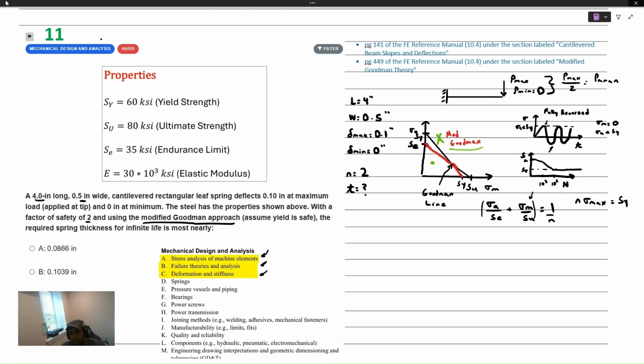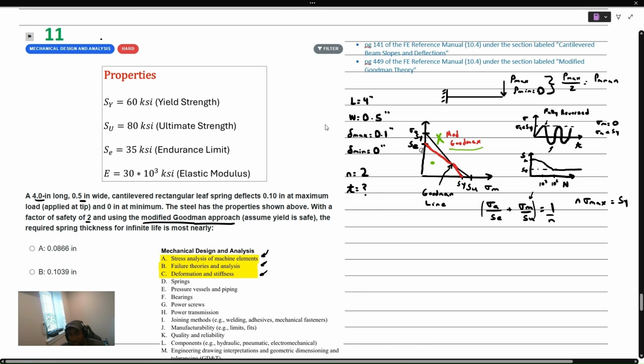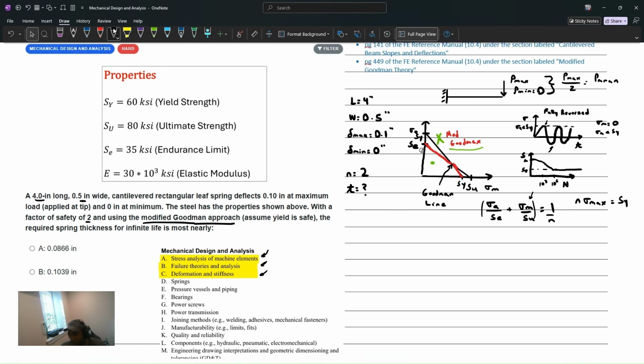First thing that we're going to start off with is looking to see in the reference manual where you could find the modified Goodman criteria. Okay, so let's go ahead and do that.